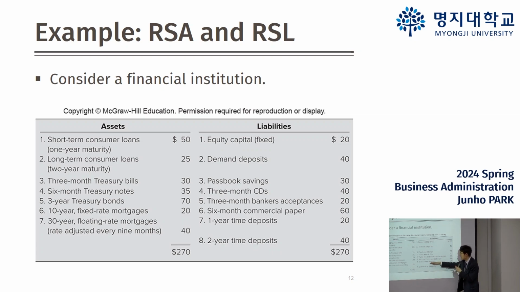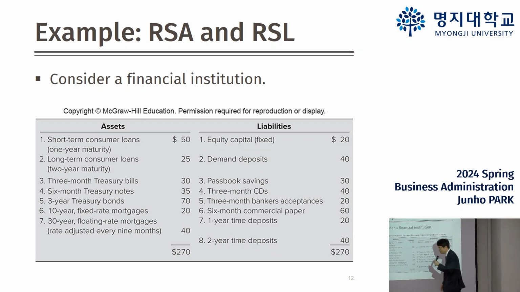1 year time deposits should be included because the maturity is 1 year. So in a year, you will need to offer a new interest rate, so therefore it will be affected. However, although it is also a time deposit, item number 8 should not be included because the maturity is 2 years, so during the next 1 year nothing happens. So you can exclude it from your calculation.